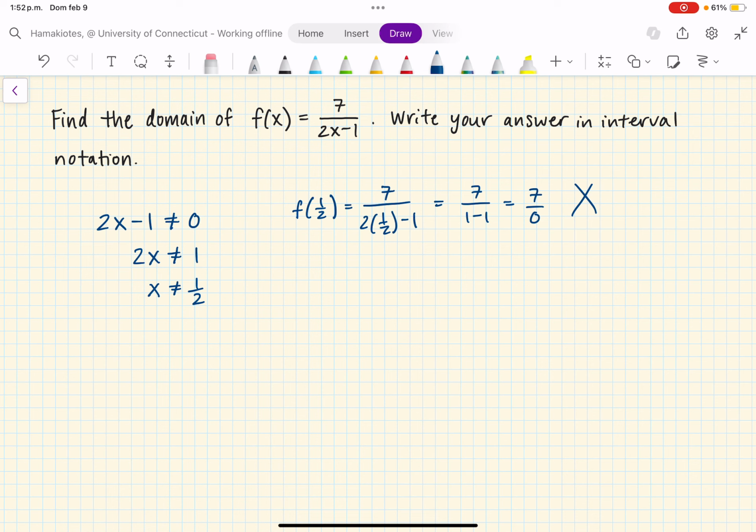So we want to write our answer in interval notation, so if we're looking at it from the number line perspective, we have 1/2 here. We want to draw an open circle around 1/2, and we can have everything to the left and everything to the right. So in interval notation, that would be curved parentheses minus infinity, comma 1/2.